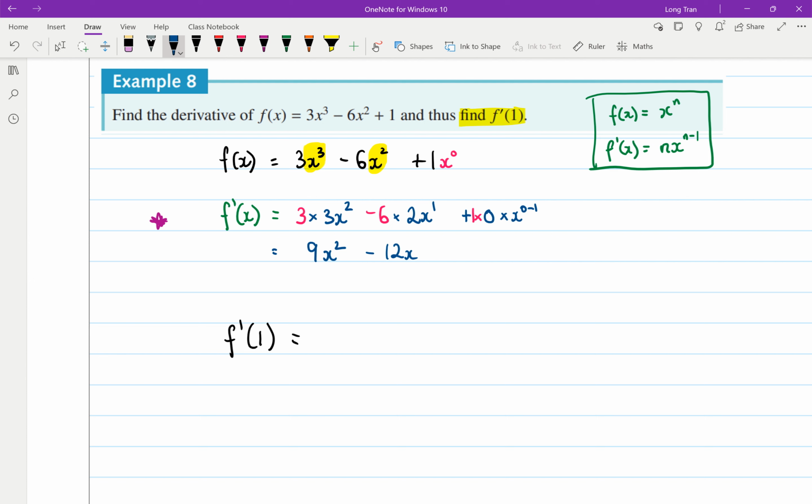So here we go. F dash of 1. Ollie is correct. He has noticed that we've got f dash of x as a function. But when you write f dash of 1, that simply means wherever x is, I'm substituting 1 into the function. So if my function is 9x squared minus 12x, then the rule gives me 9 times 1 squared minus 12 times 1. This gives me 9 minus 12, which gives me -3.